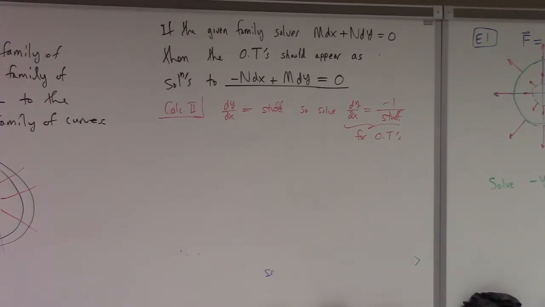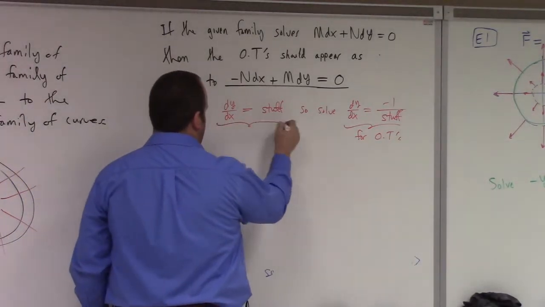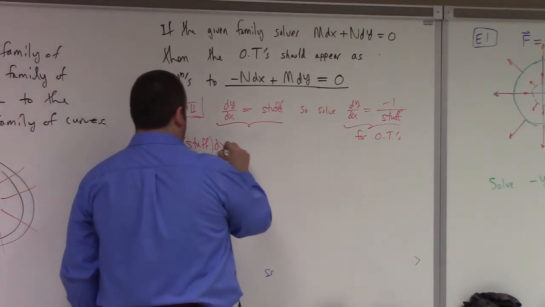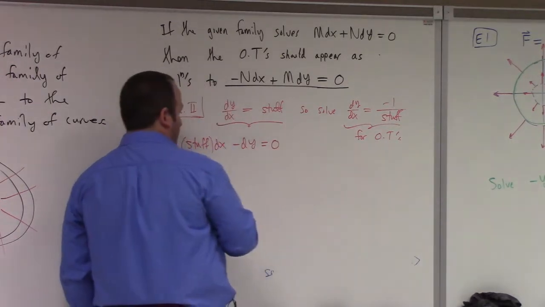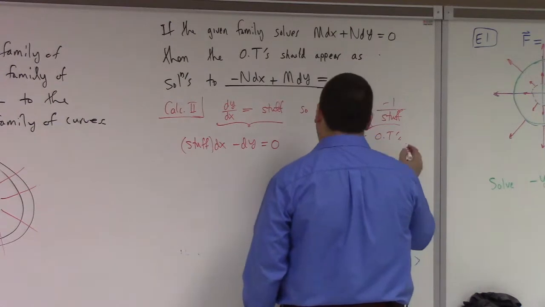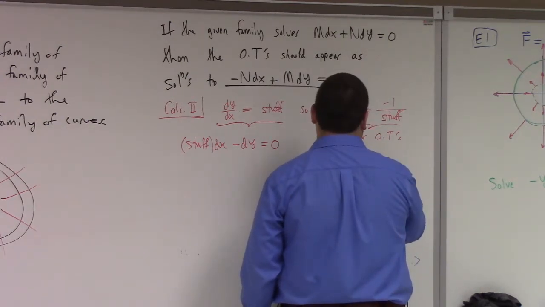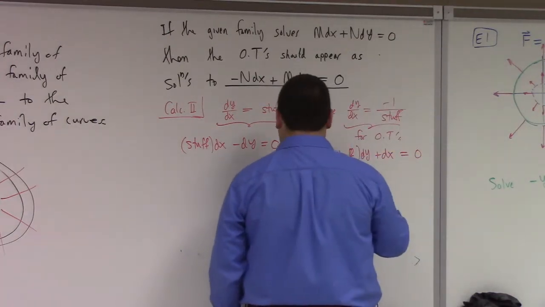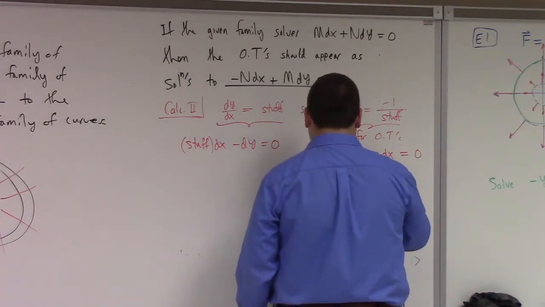But a lot of times we have a differential equation in Pfaffian form, so it's nice to know how to find orthogonal trajectories given the differential equation in dx dy format, right? These are equivalent. Here, I'll show you. This would be stuff dx minus dy equals 0. What's this if you put it in Pfaffian form? It's stuff dy plus dx equals 0, aka minus dx.